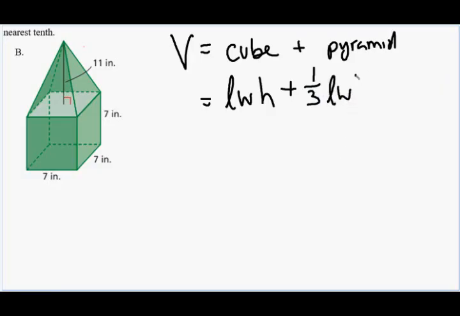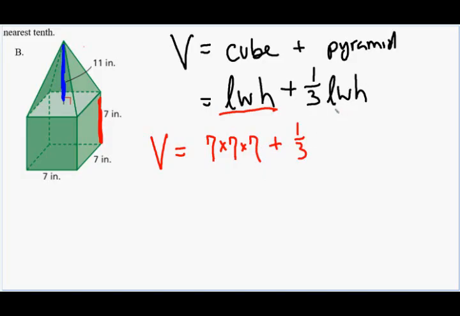Now here we're going to have another h, so we got to be careful. The height of our cube is this red line 7. The height of our pyramid will be the blue 11. So we got to be careful when we're plugging here into our formula. So the volume is, the cube is easy. Length times width times height is 7 times 7 times 7. And then we're going to add to that 1/3. For our pyramid, the length is the same 7. The width is the same 7, but now here the height is 11. Boom.